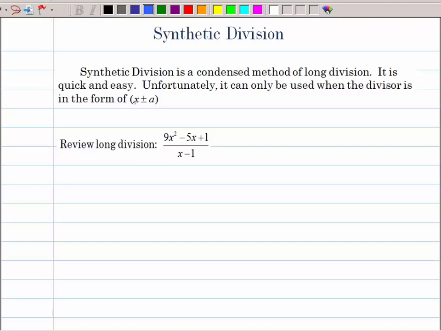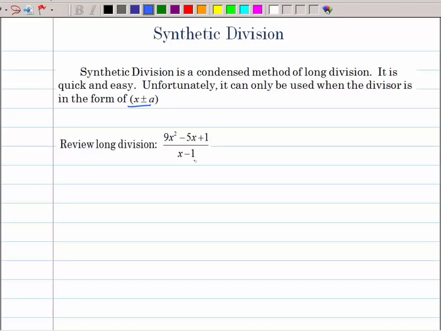In this video, we're going to learn about synthetic division. It's basically a shortcut of long division. Why do we have to learn long division then? Because synthetic division only works with divisors that are in the form of x plus some number or x minus some number. But before we get to synthetic division, let's just review that long division process.